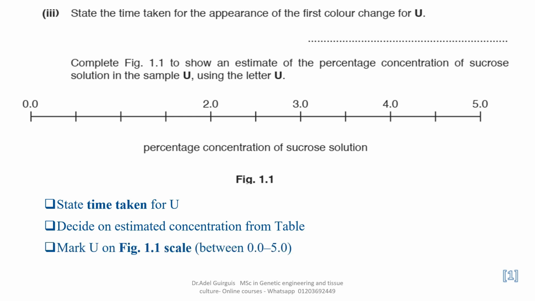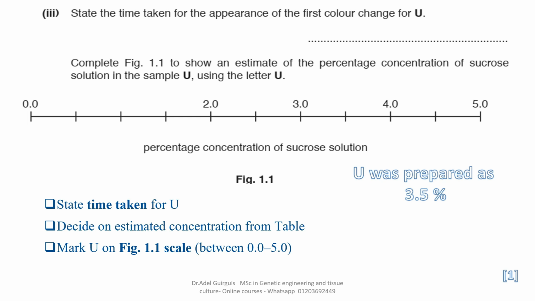Then mark U on figure 1.1 scale between 0 and 5. Where precisely do we put letter U? Actually, as biology instructor or supervisor, I prepared you before the exam as 3.5%, and you are given it as unknown. So for the teacher it is known, but for you students it is unknown, and it needs to be estimated.